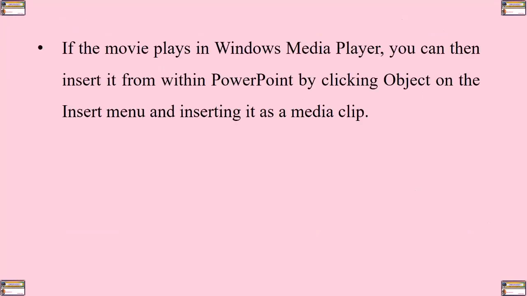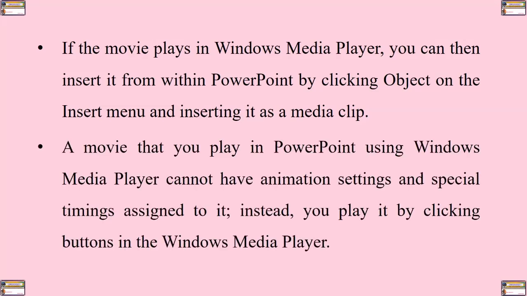If the movie plays in Windows Media Player, you can then insert it from within PowerPoint by clicking Object on the Insert menu and inserting it as a media clip. A movie that you play in PowerPoint using Windows Media Player cannot have animation settings and special timings assigned to it. Instead, you play it by clicking buttons in the Windows Media Player.